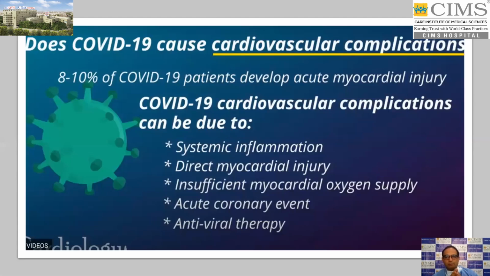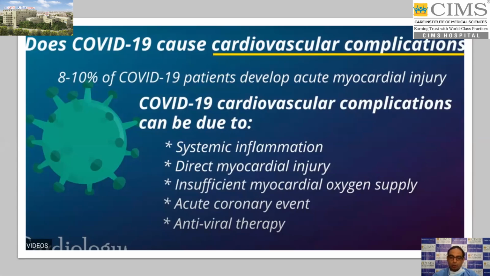Now, another mechanism where COVID-19 can cause cardiovascular complications is systemic inflammation. As we all know, it causes systemic inflammation all over the body. It causes septic shock, sepsis, and sepsis can affect the heart. It can cause direct myocardial injury. As I told you, ACE2 is present on the heart and lungs. It affects the lungs, so naturally there will be hypoxemia, and this can lead to a decreased oxygen supply, which can lead to myocardial dysfunction.